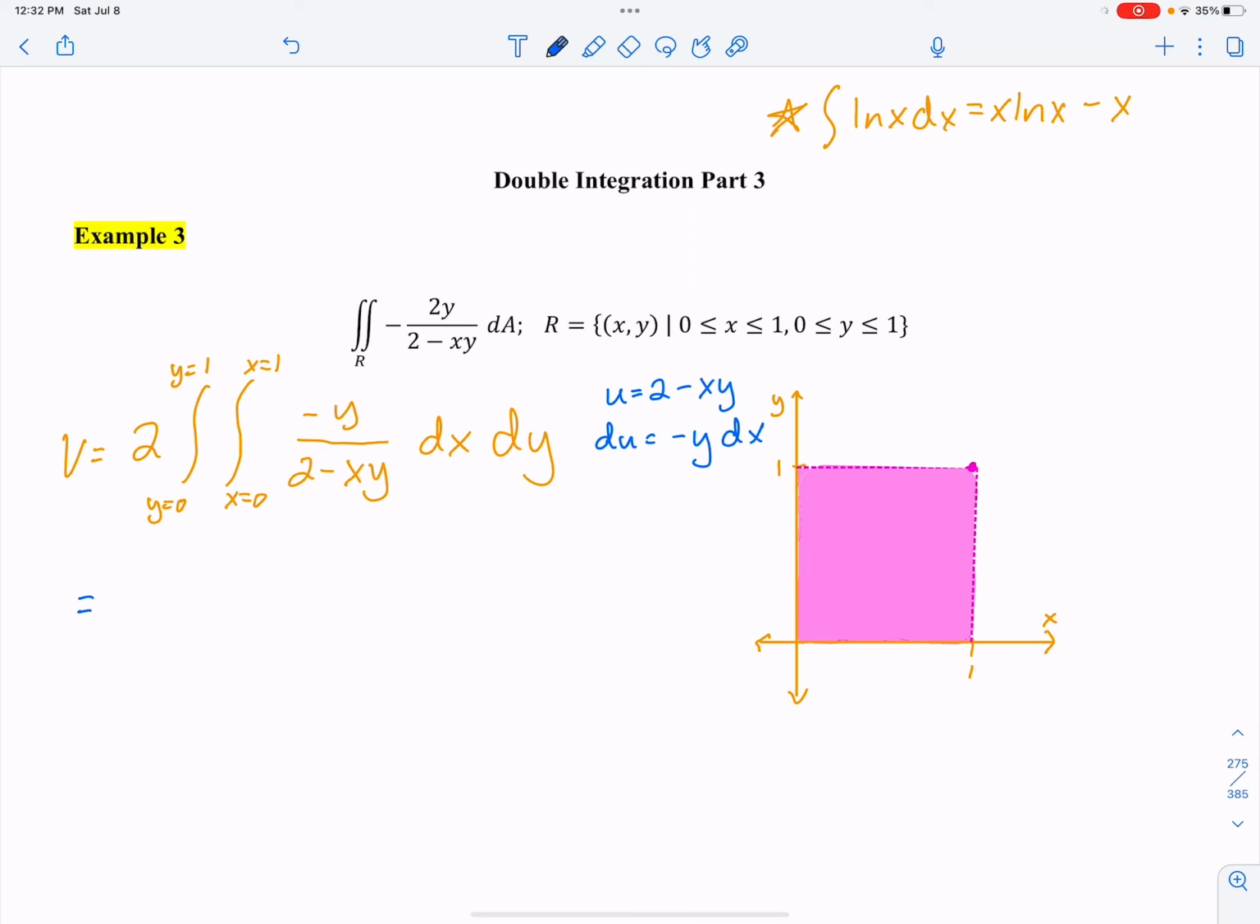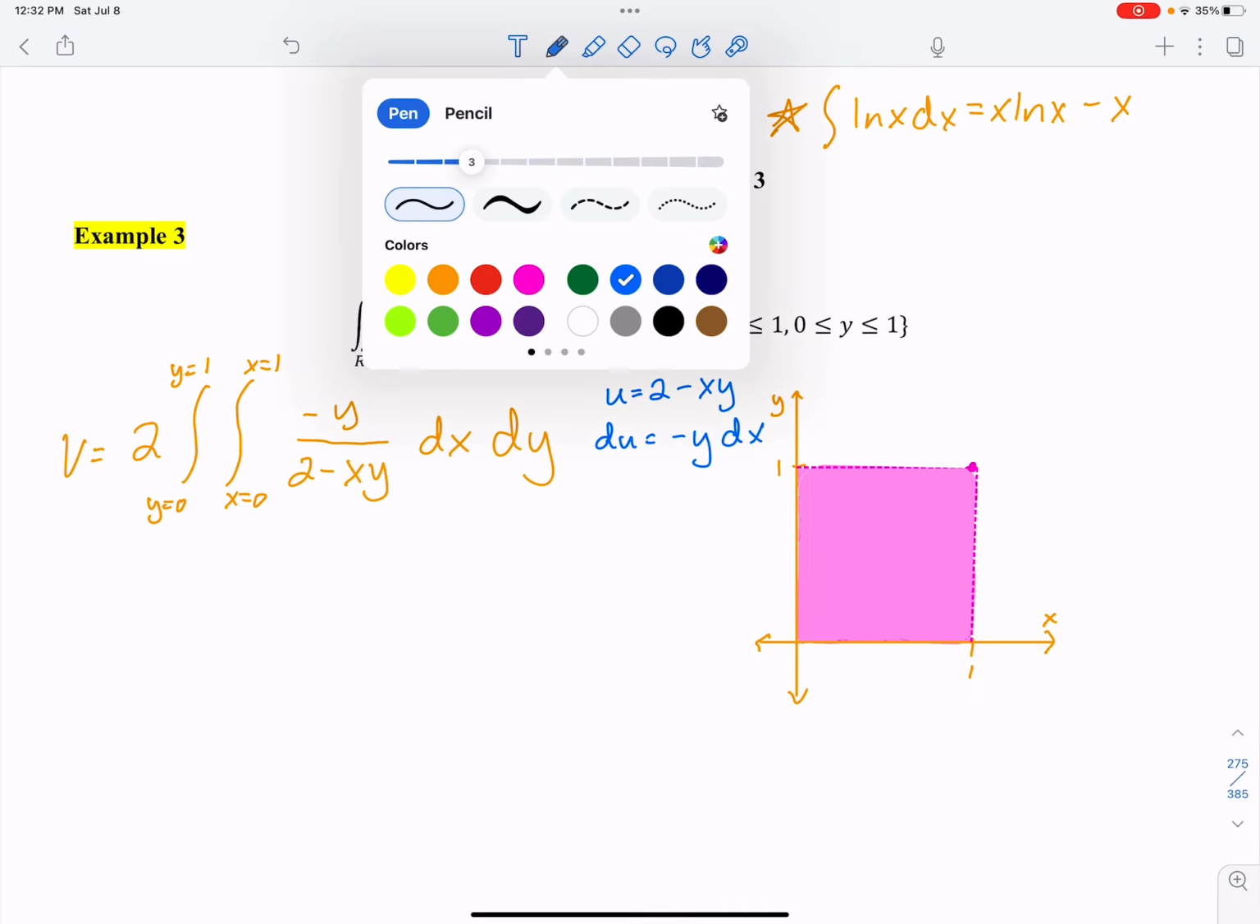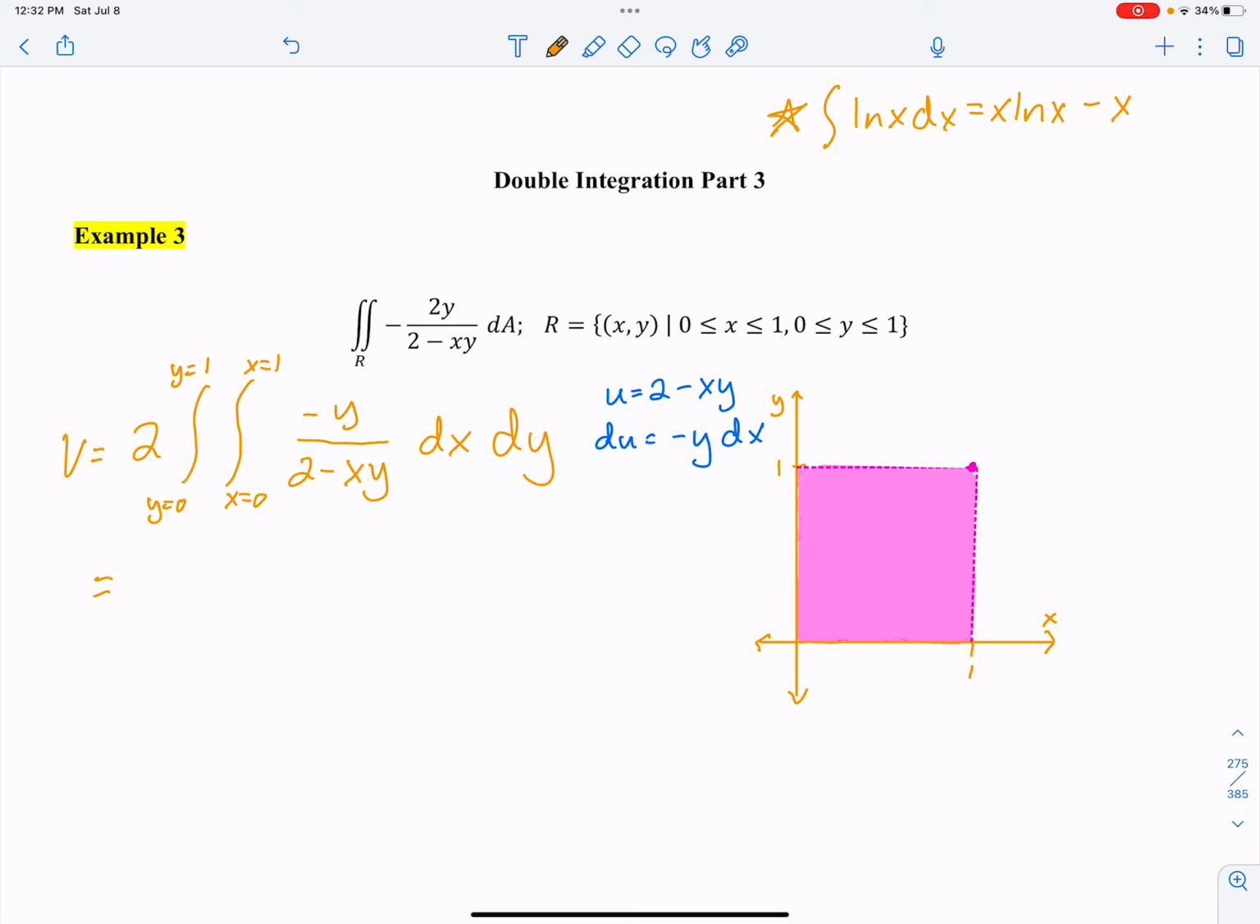Okay, so let's rewrite this. Switch back to my orange. I got y equals 0 to y equals 1. And I'm going to go ahead and reset this up. Okay, I'm going to switch these limits to u. And these should be in terms of y.